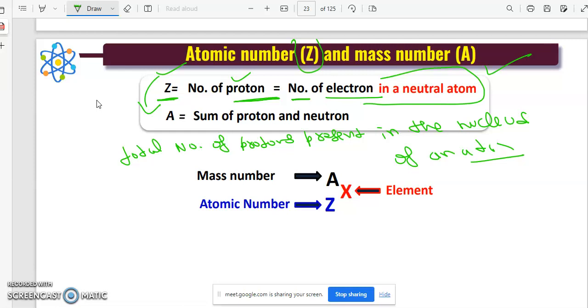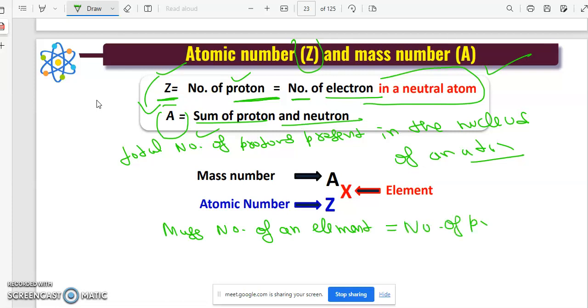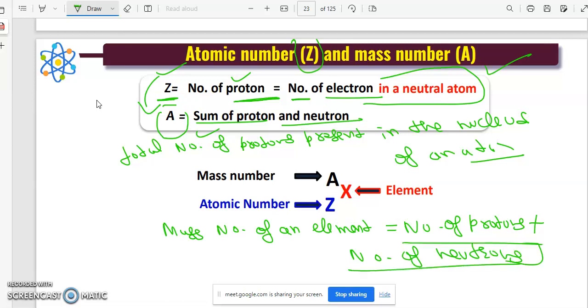And what about the mass number? Mass number is denoted by capital A, and mass number is equal to the sum of protons and neutrons. In other words, the mass number of an element is equal to the number of protons plus the number of neutrons. So the sum of the number of protons and the number of neutrons is the mass number of an element.